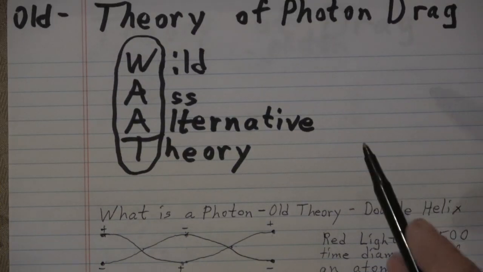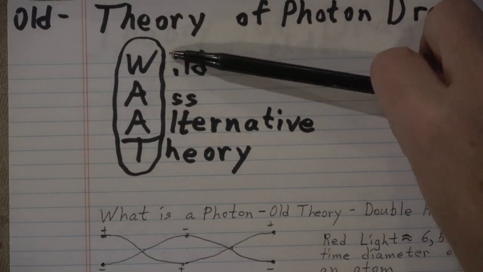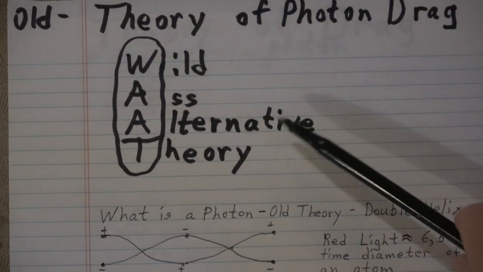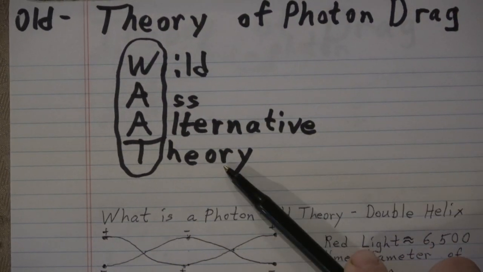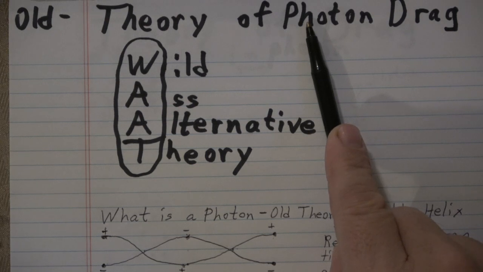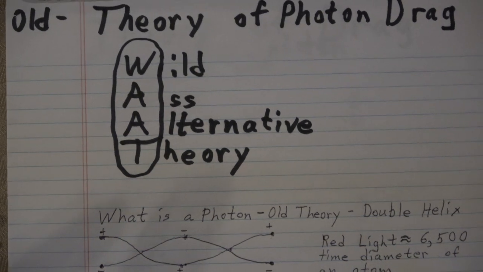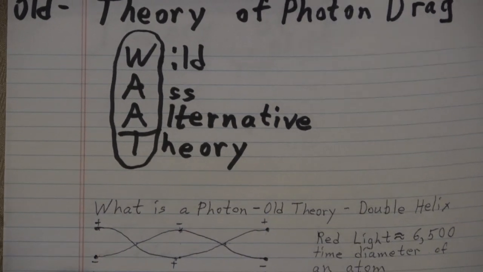An old theory, photon drag, it was thrown out. My joke of the day was called a what? It's a wild-ass alternative theory. This photon drag is an alternate theory to the expansion of the universe. The theory of the expansion of the universe came from the redshift, as in redshift over distance.